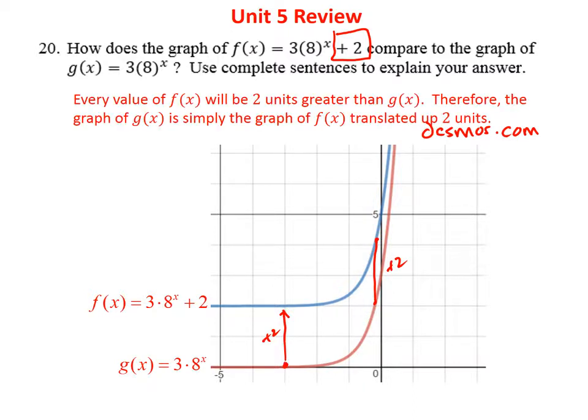So how can we write that in words? And I wrote it this way. I said that every value of f of x will be 2 units greater than g of x. Therefore, the graph of f of x is simply the graph of g of x translated up 2 units. We simply took everything and moved it up 2. It's a translation.